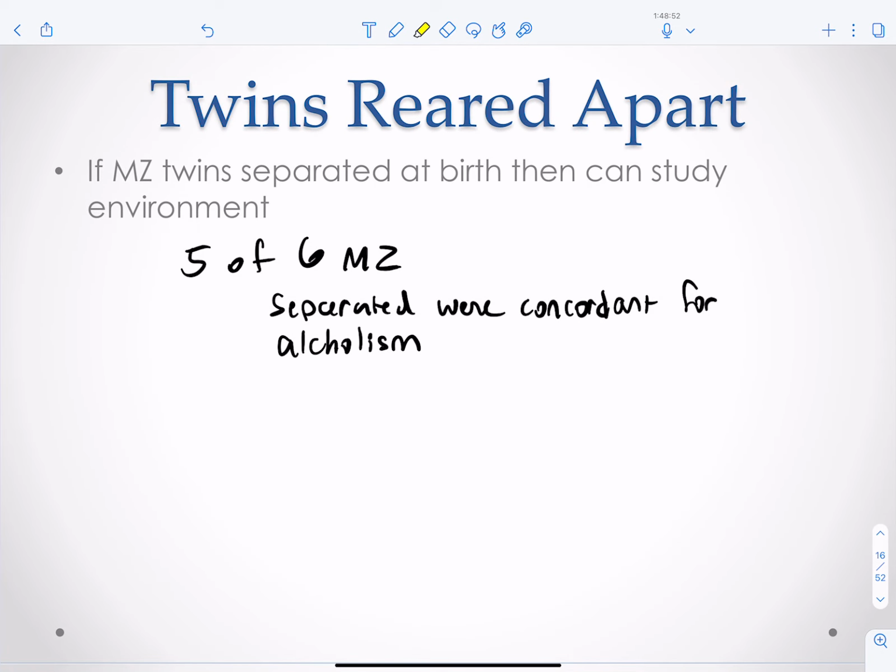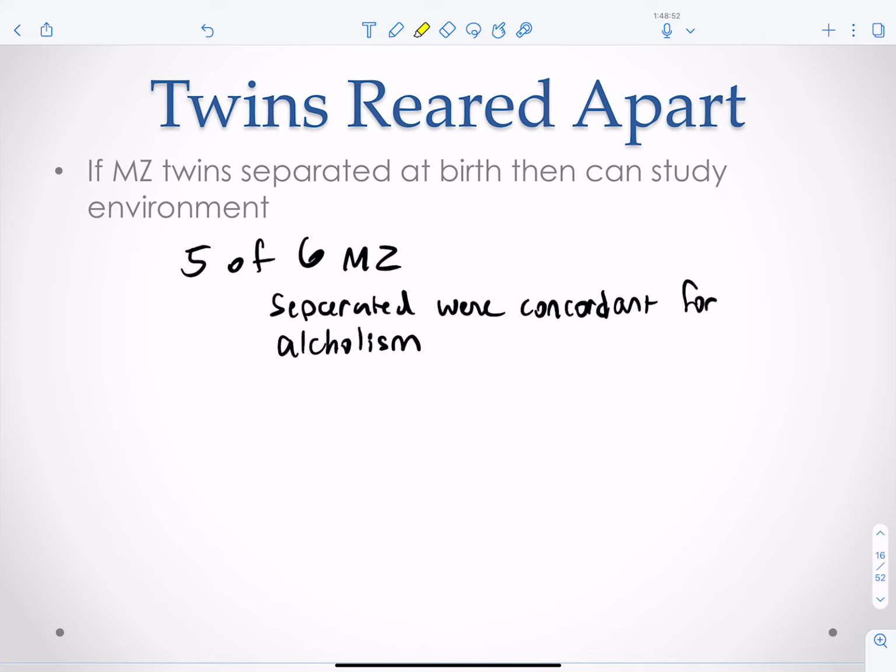Now, again, when you take monozygotic twins, separate them at birth, and children are especially important to study because they don't make choices. They don't choose where they live. They don't choose where they go to school. They don't choose what foods they eat. So they're really influenced by the environment that they're in. So if you take monozygotic twins, separate them at birth, then you can look at environment because they're not going to be raised in the same environment.